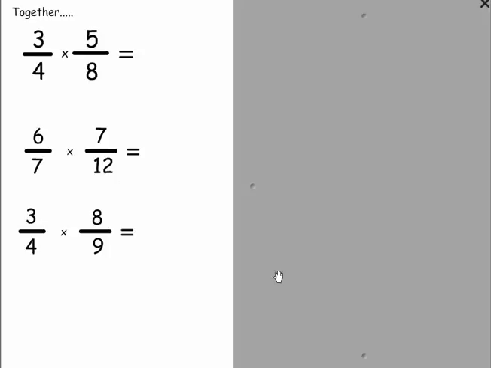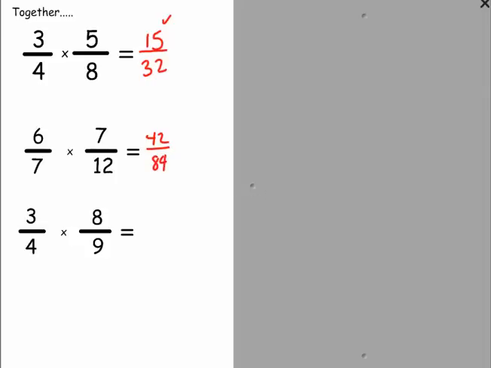Okay, so let's do some together. We're just going to multiply straight across. So if I multiply straight across, 3 times 5, 15. 8 times 4 is 32. All right, you always want to look at your answer and think, is there anything I can do to simplify both of these? I can't think of a common factor, so that means that is simplified. So that's my answer.